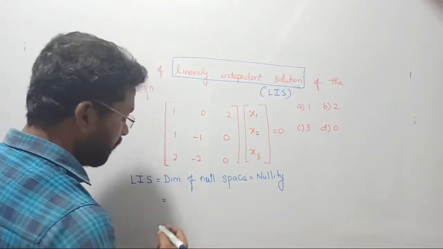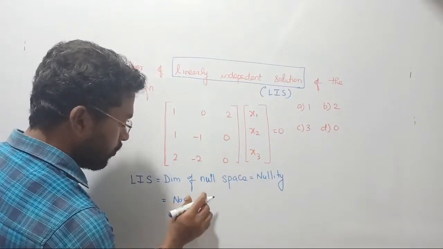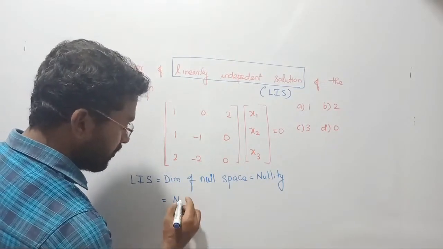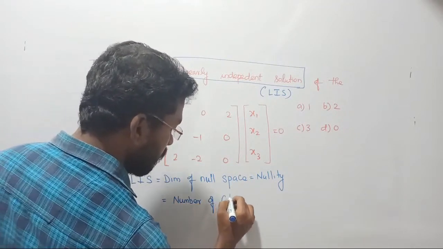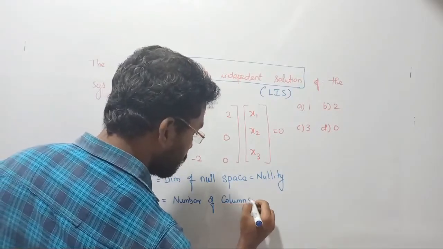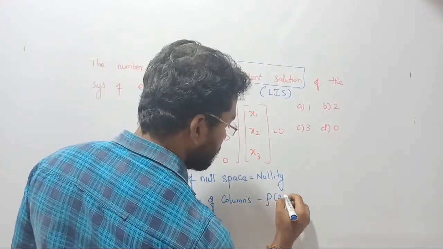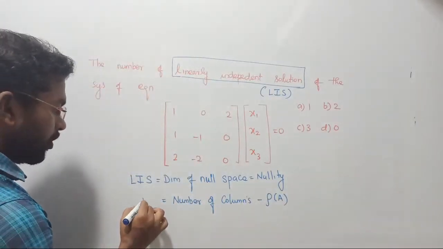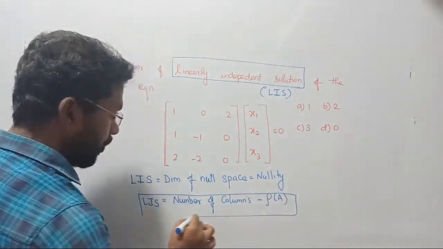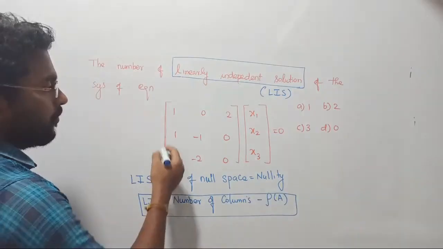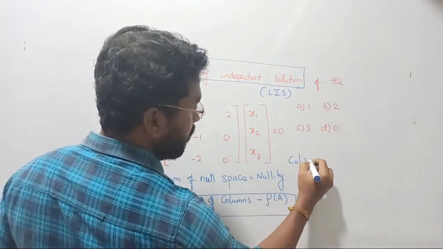Now what is the formula that we saw? In order to obtain that, we should consider the number of columns minus the rank of the matrix. Do you all agree with me? This is the formula to obtain linearly independent solutions. Now your target is to identify the number of columns. How many columns are there? 1, 2, 3, right? So the number of columns is equal to 3.